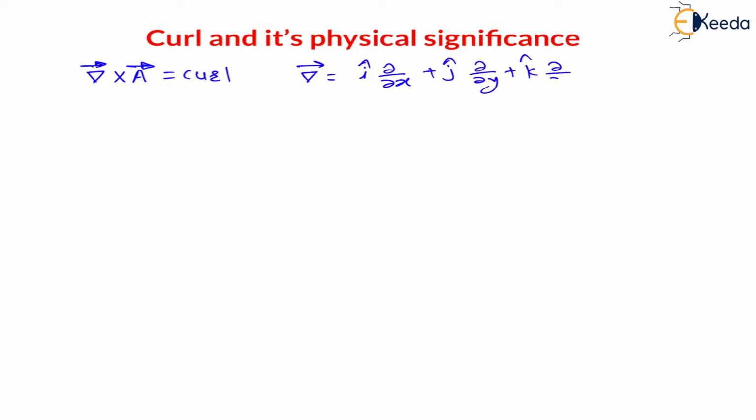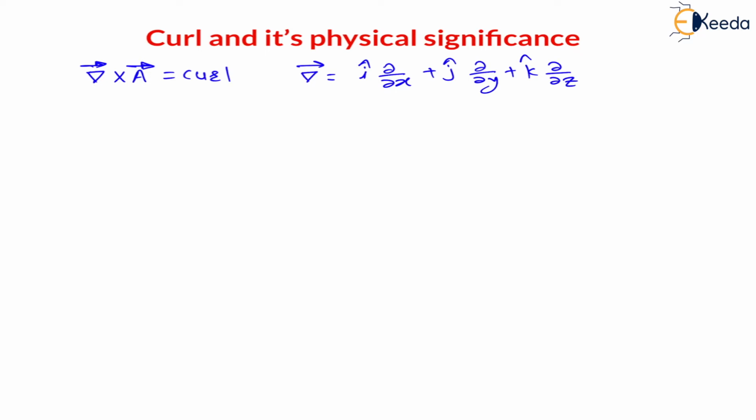Already we have discussed the curl, right? My dear students, we have the del operator cross any vector field A. This is called curl, right? And here this del operator is a vector operator. We have already seen this del operator: it is i cap ∂/∂x plus j cap ∂/∂y plus k cap ∂/∂z.